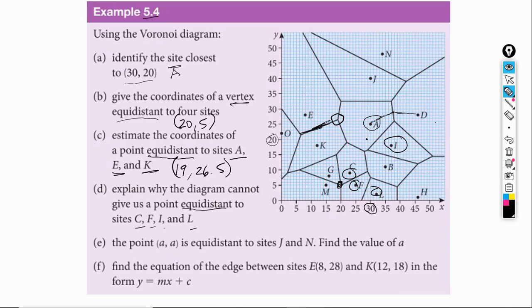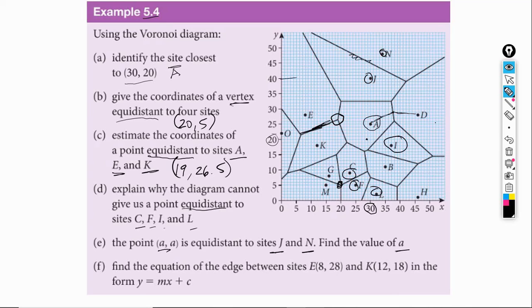Letter E, point A, A is equidistant to sites J and N. Find the value of A. So A has to be equidistant to J and N, and not only that, it has to be in the form A, comma A. Okay, so let's look for sites J and N, and we can see them up here. So this is J, and this is N. Now a point that is equidistant is somewhere here. But what we need it to have is coordinates that are the same. Notice that 40 is very close to that, right?